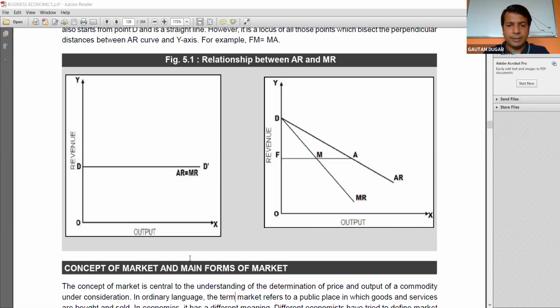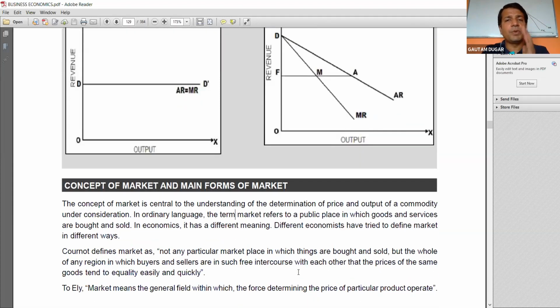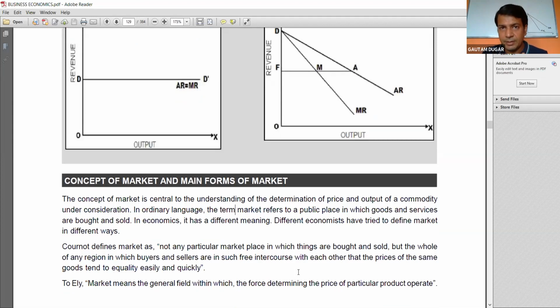Now, coming to the different forms of market. In economics, we know market does not denote a place. In economics, market does not denote a particular place. Rather, it denotes an entire institution, wherein the buyers and sellers of a commodity are in close interaction with each other, such that the prices can be determined freely.